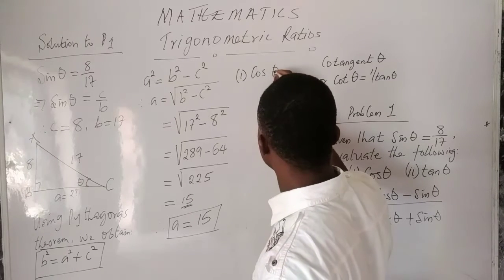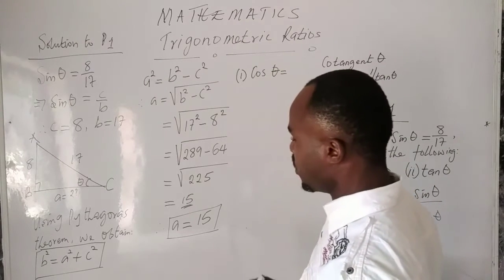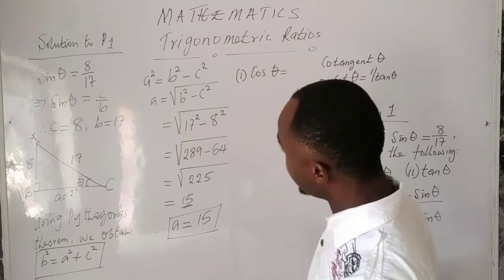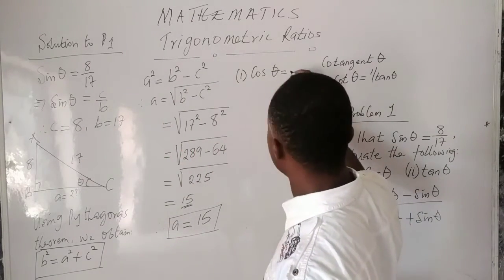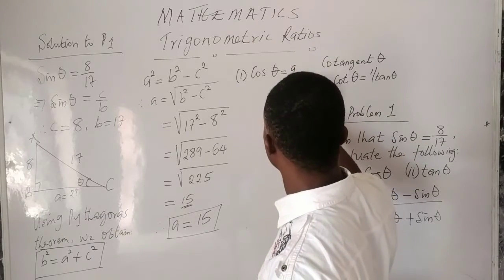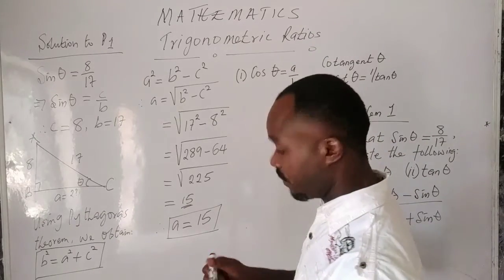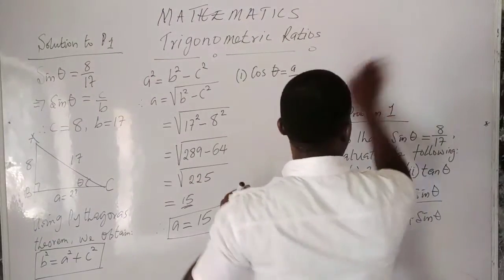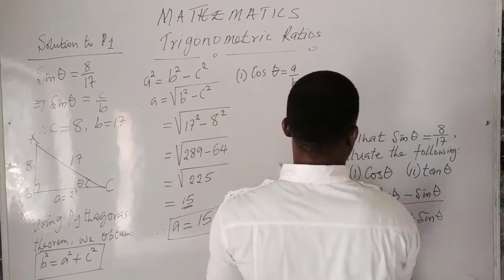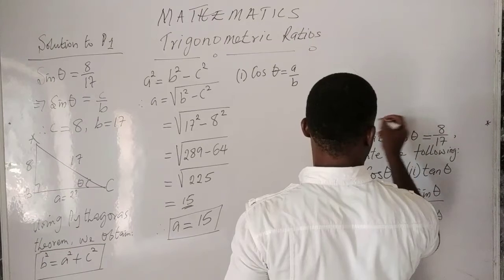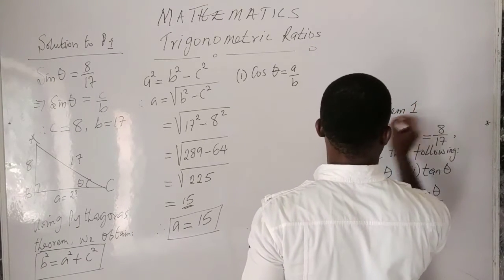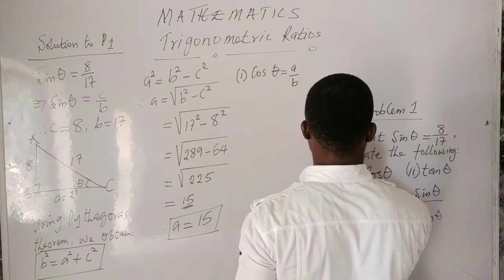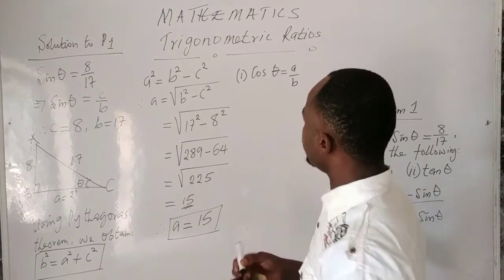Cos theta is given as what? Cos is adjacent over hypotenuse. That is A all over B. I think it's time for us to clean all this. We can still leave the question. Problem 1. Alright, so that is it.